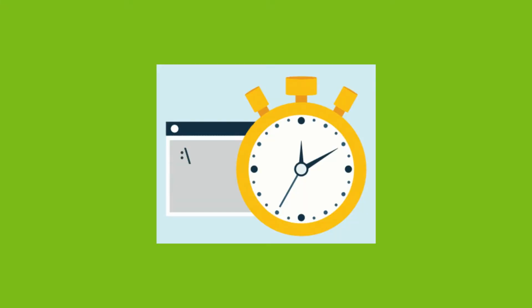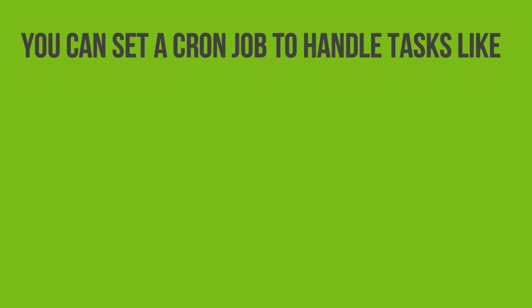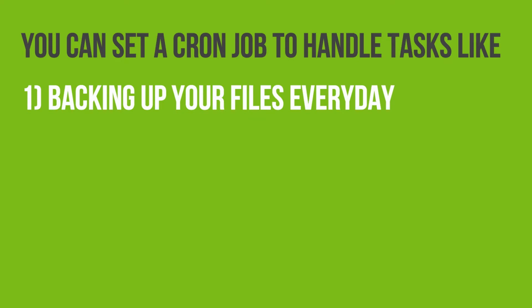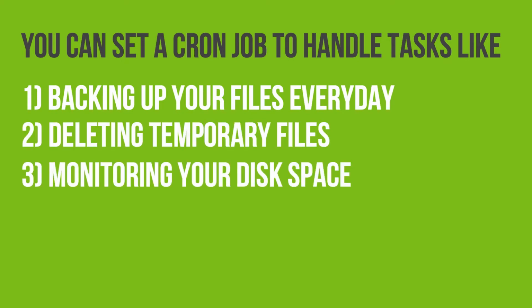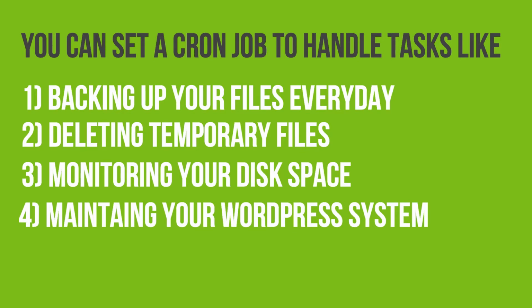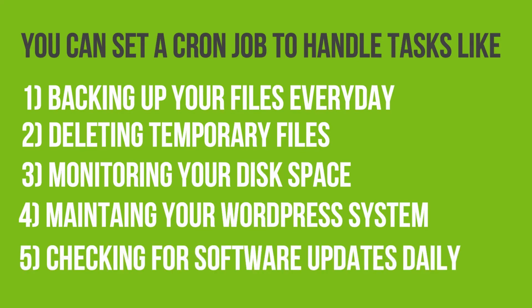You may have heard the term cron. They are referred to as schedulers in UNIX-based systems. Cron schedules a command to run at a specific time and date without any human assistance. The scheduled tasks to be executed are called cron jobs. For instance, you can set a cron job to handle repetitive tasks like backing up your files every day, deleting temporary files, monitoring your disk space, maintaining your WP system, and checking for software updates daily.